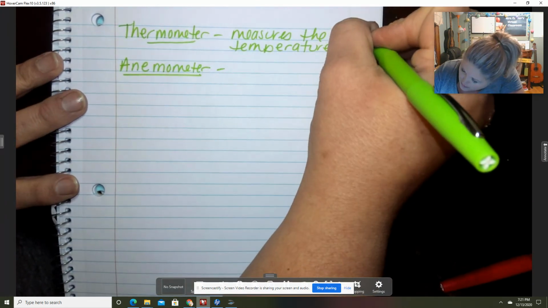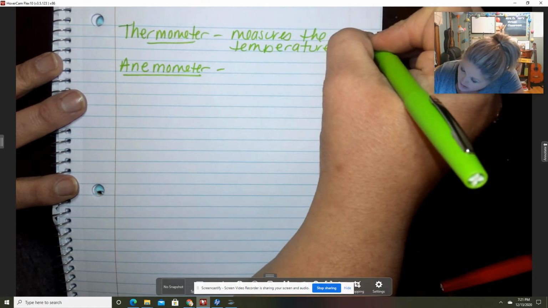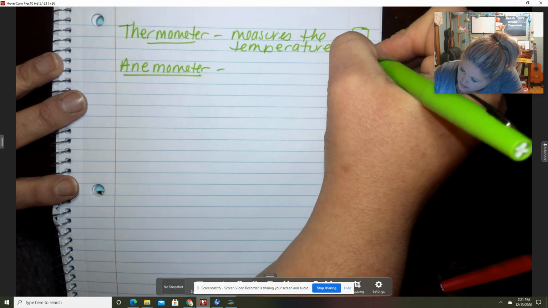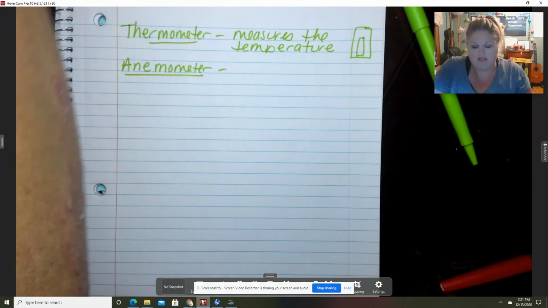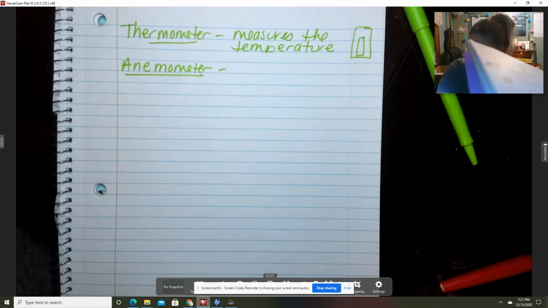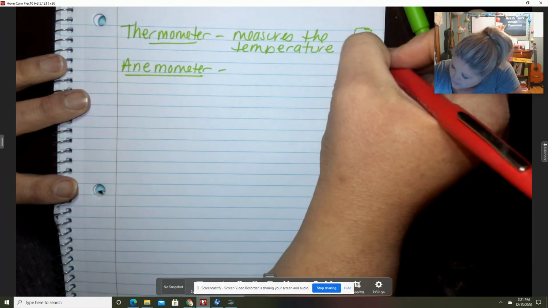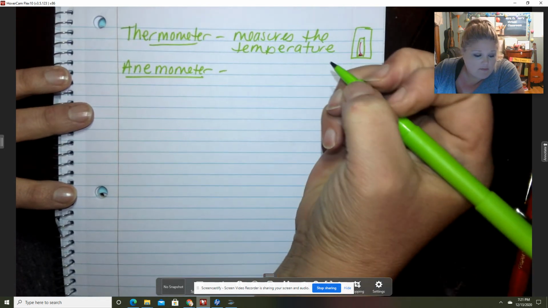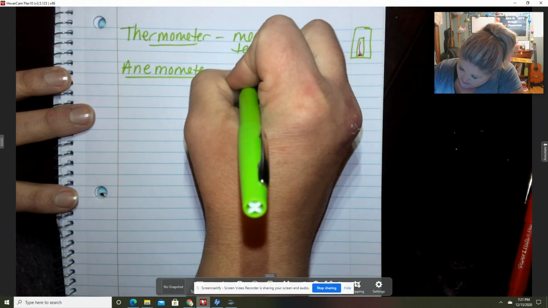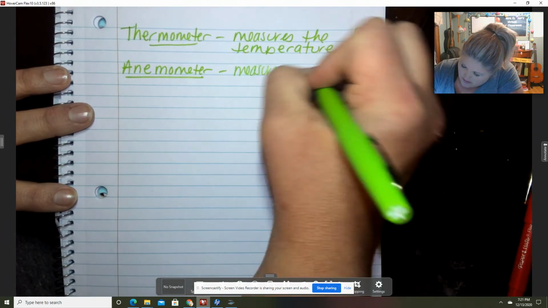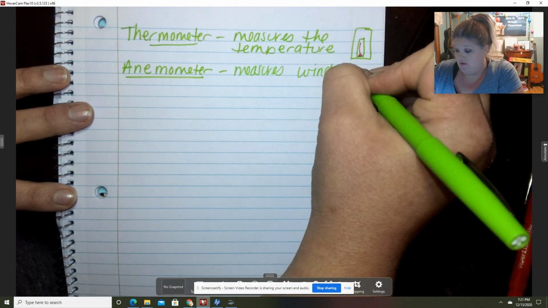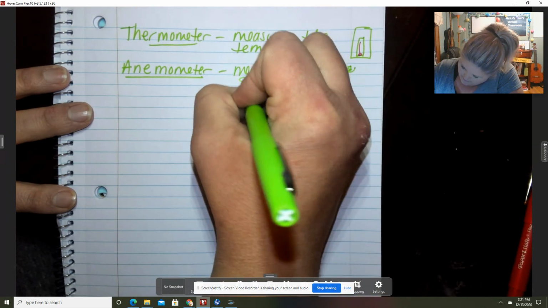So I'm going to draw a little picture. All right, so that's a thermometer. So an anemometer measures wind speed. Don't know what that was supposed to be.